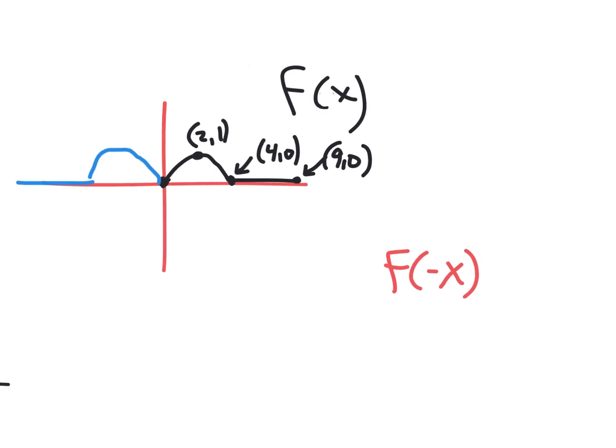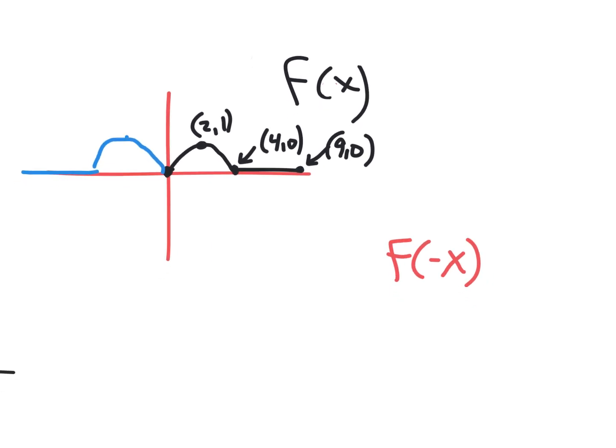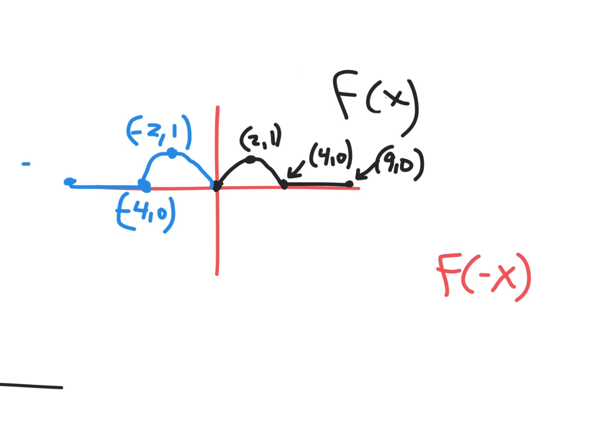That's that kind of flip. But that isn't just any random spot. It's exactly -2, +1. That spot is exactly -4, 0. And this spot would be exactly -9, 0.